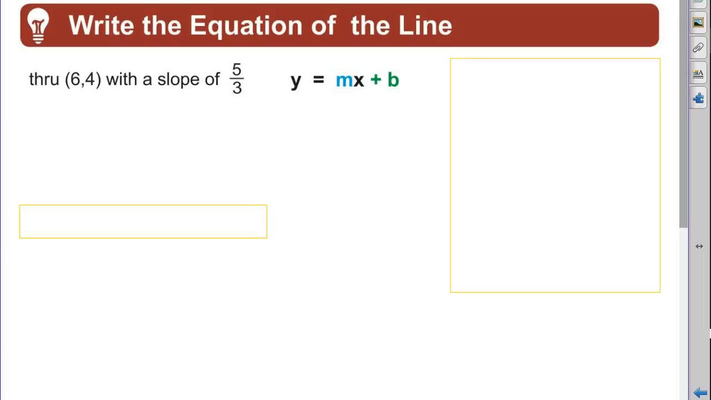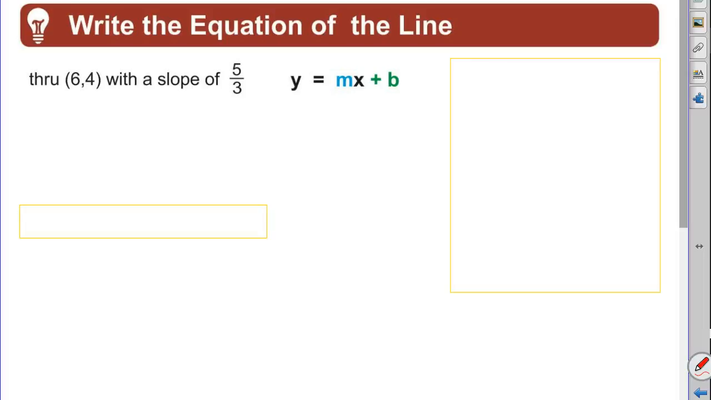One, they could give you the slope, they could give you the y-intercept. Don't forget, if they give you a point that has an x-coordinate of 0, then the y-coordinate is indeed the y-intercept. So don't forget about that. That's a possibility that could come up in this scenario. Okay, let's do one here.